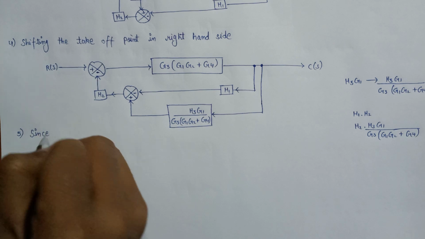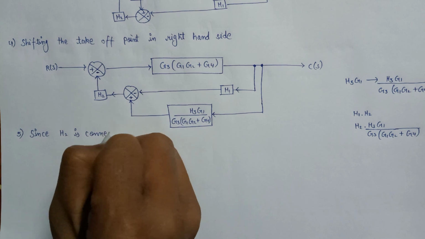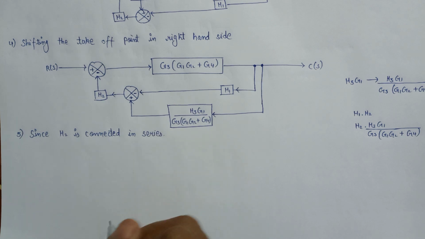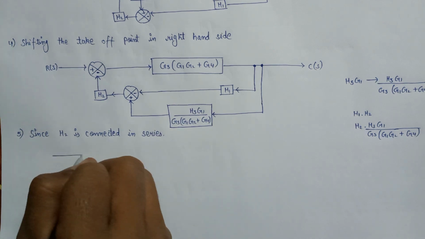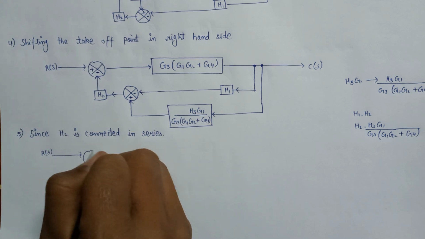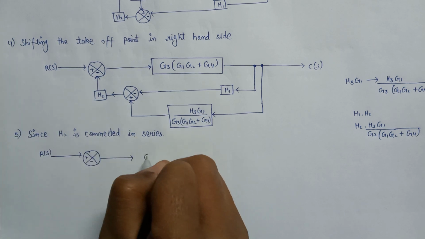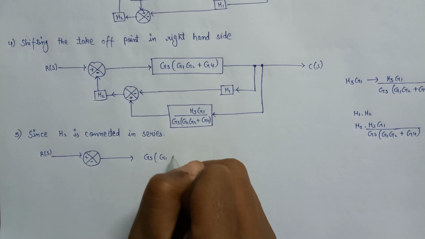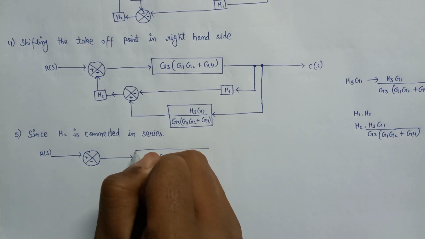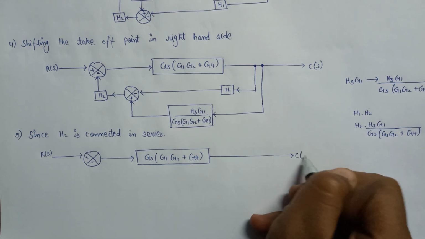Since H2 is connected in series, the new diagram will be R of S applied to this summer, and here is again G3 (G1 G2 plus G4), and here is an output C of S.